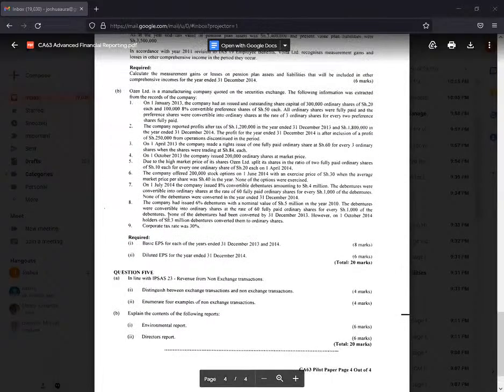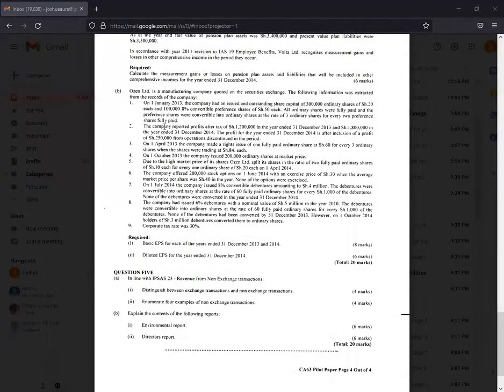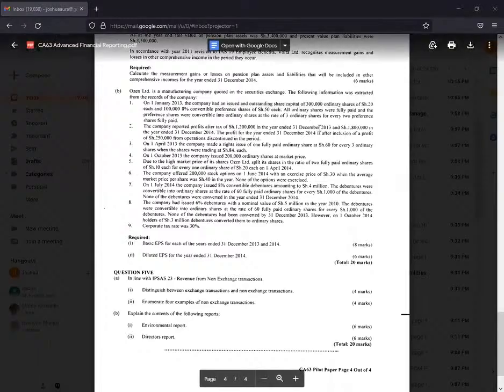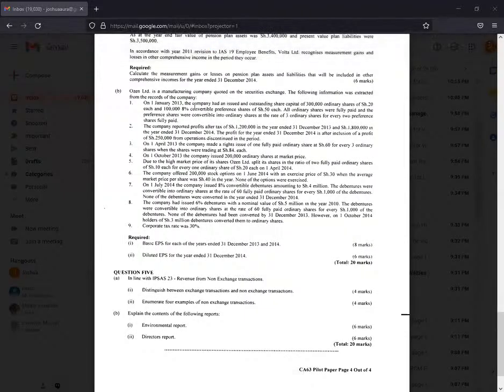We are told here, CKC Limited is a manufacturing company quoted on the Securities Exchange. The following information was extracted from the records of the company. On 1st January 2013, the company had an issued and outstanding share capital of 300,000 ordinary shares of shillings 20 each and 100,000 8% convertible preference shares of shillings 50 each. All ordinary shares were fully paid, and the preference shares were convertible into ordinary shares at the rate of 3 ordinary shares for every 2 preference shares fully paid. Easy things.